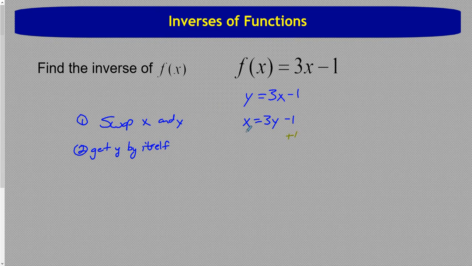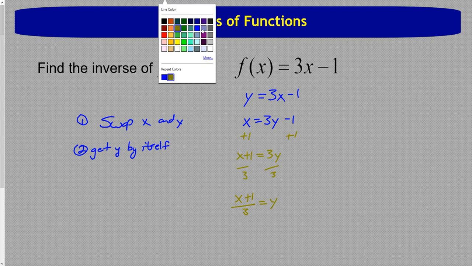Add 1 to both sides. So x plus 1 is equal to 3y. Then I'm going to divide both sides by 3. So y is equal to (x plus 1) over 3.